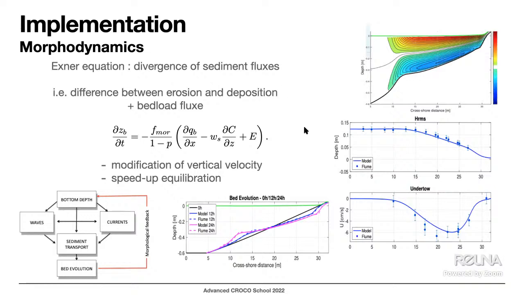So this is, for instance, working there. This is a validation with a flume experiment in Grenoble. So this is the initial model. In blue are the observations. In dashes, there are the observations. In blue after 12 hours.